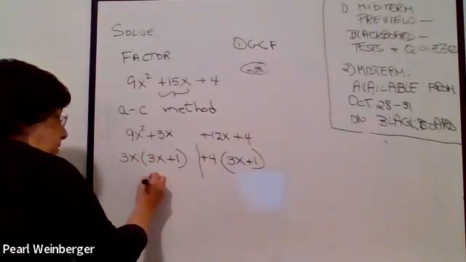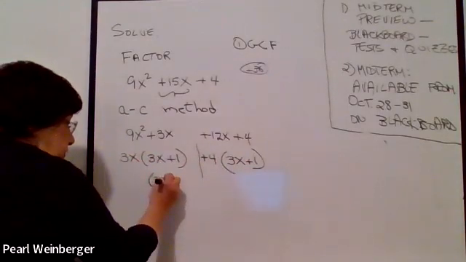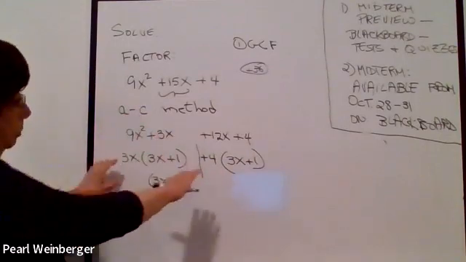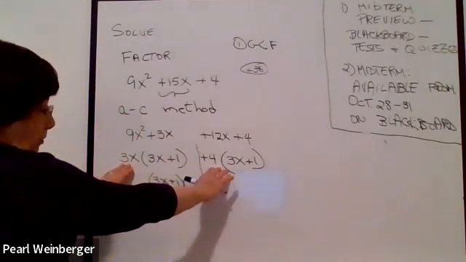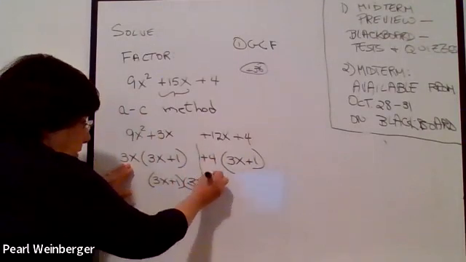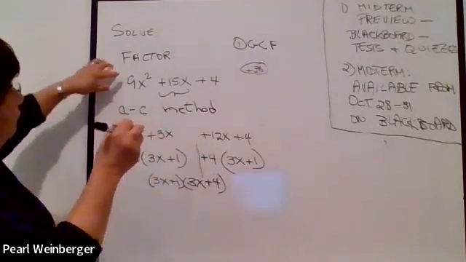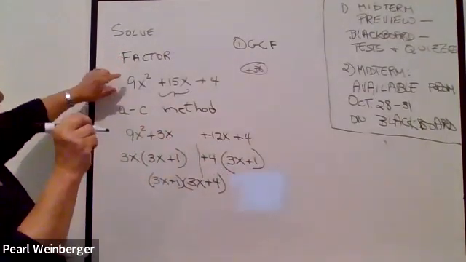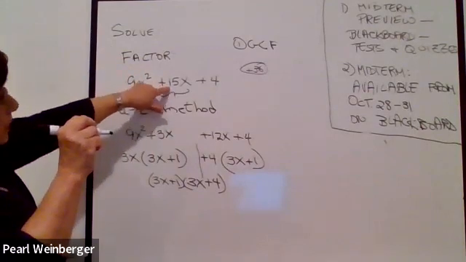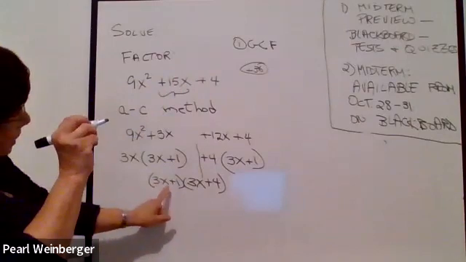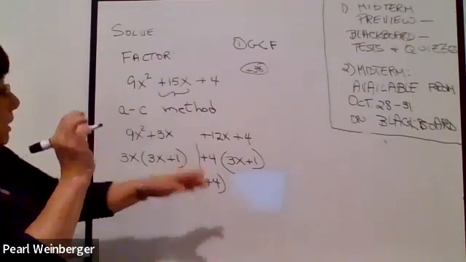So we put that 3x plus 1 first. And in the second parentheses, we put the things that are outside the parentheses, the 3x plus 4. And we have now factored our original example, 9x squared plus 15x plus 4, into the two binomials, 3x plus 1 and 3x plus 4.